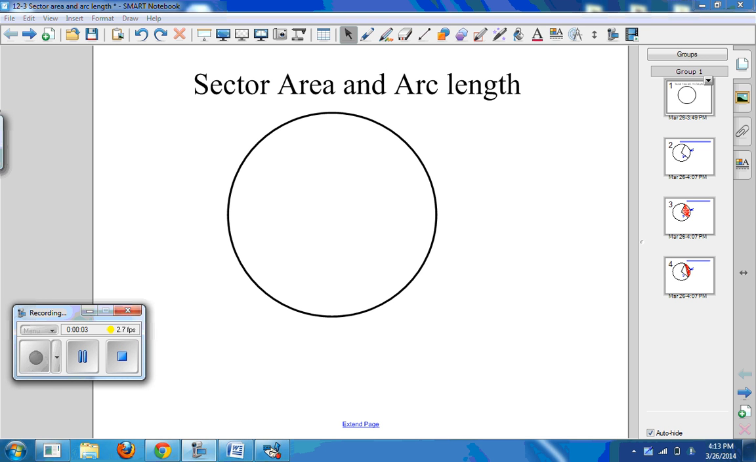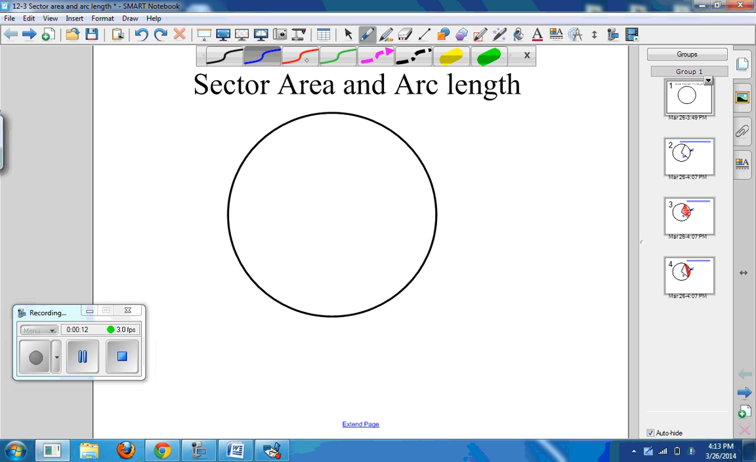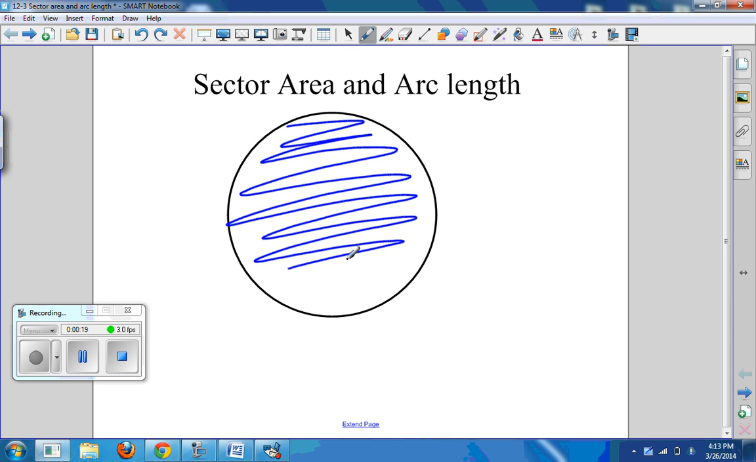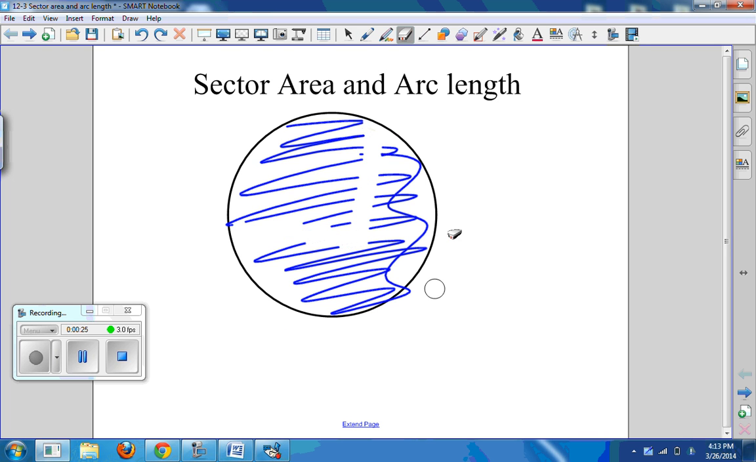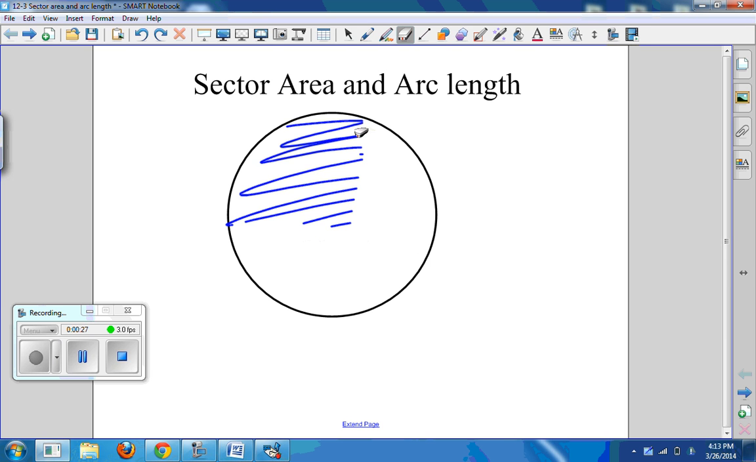Welcome back. In this lesson, we're going to take a look at sector area and arc length. So two different topics that have a lot to do with each other. So sector area, we learned before area of a circle, right? So that'd be like this whole circle here. Sector area is maybe just finding a portion of the circle. That'd be a sector. So we're going to take a look at that.